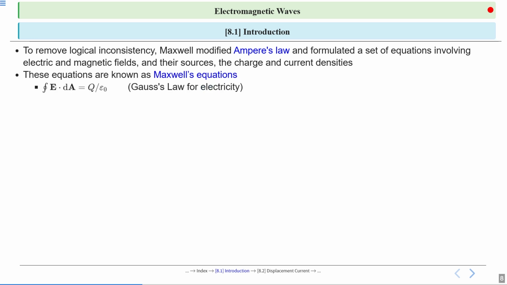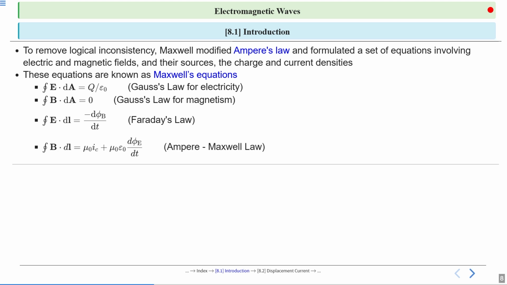So the first equation was the closed surface integral of E dot dA equal to Q by epsilon naught. That was Gauss law for electricity. Another equation, the closed surface integral of B dot dA equal to 0, means magnetic flux through any closed surface is always 0. Gauss law for magnetism. Third equation, the closed loop integral of E dot dl is equal to minus d phi B upon dt. That is Faraday's law, another form of Faraday's law.